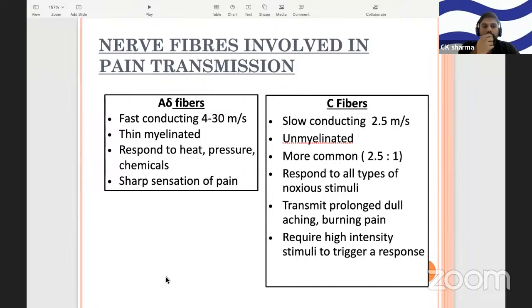Now, the nerve fibers that are involved in pain transmission. Basically, 2 nerve fibers are involved: A delta fibers and C fibers. A delta fibers are fast conducting. They move with a velocity of 4 to 30 meters per second. They are thinly myelinated and respond to heat, pressure, and chemicals, and they are responsible for the sharp sensation of pain. C fibers are slow conducting fibers, and they move with a speed of 2.5 meters per second. They are unmyelinated, more common as compared to A delta fibers, and respond to all types of noxious stimuli. They transmit prolonged, dull, aching, burning pain, and they require high intensity stimuli to trigger a response.